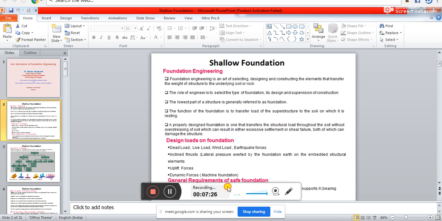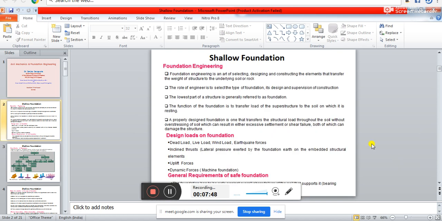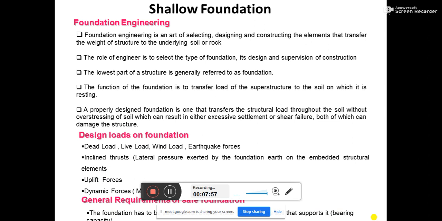Can everyone see? Yes, sir. Okay. So just a minute. This one, if it can be tried. Just a minute. This one, if I can draw. This recording thing is not going away from the screen. Anyway, you can see now, right?